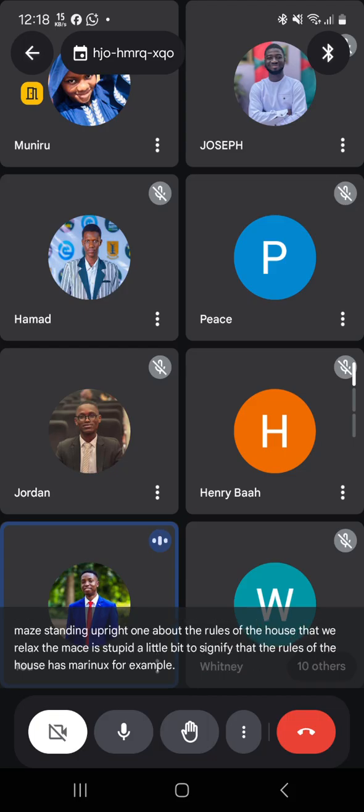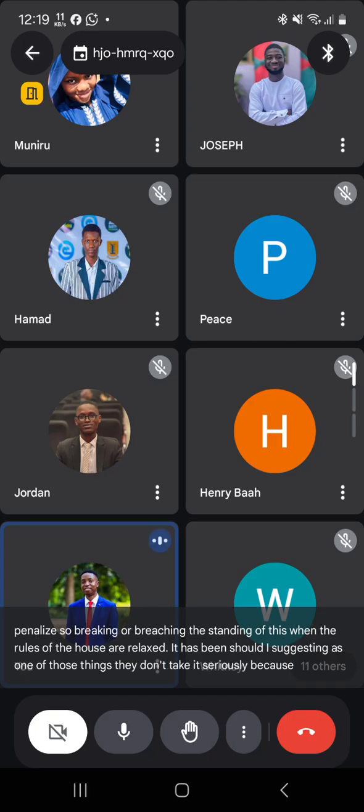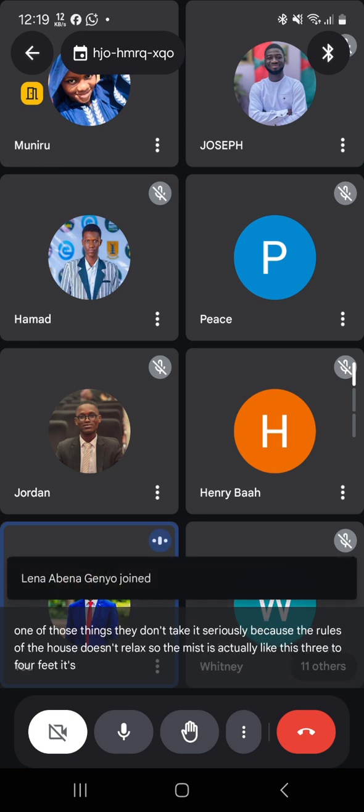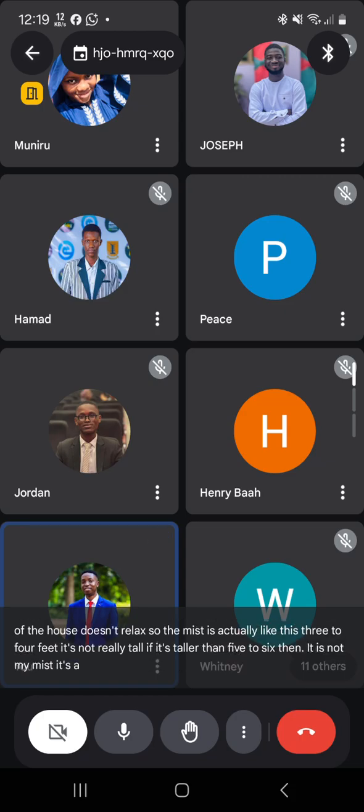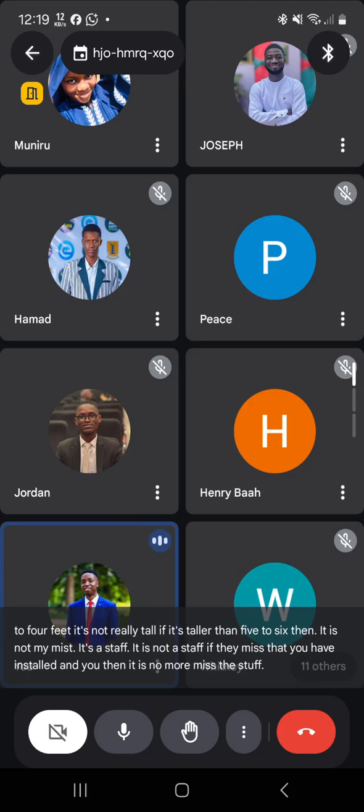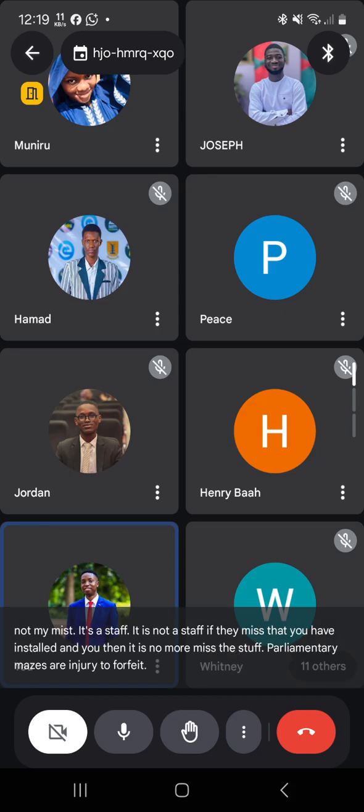For example, on issues where you should be penalized for breaching the standing orders, when the rules of the house are relaxed, it's just seen as one of those things. They don't take it seriously, because the rules of the house have been relaxed. The mace is actually just 3 to 4 feet. It's not really tall. If it's taller than 5 to 6 feet, then it is no more a mace. It is a staff. If the mace that you have is taller than you, then it is no more a mace. Parliamentary maces are usually 3 to 4 feet. So take notes. If you are going to do yours, do it properly.